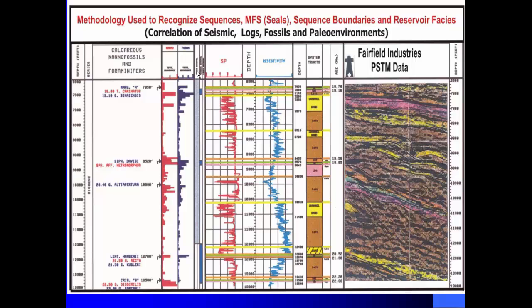The methodology that we use is, first we make a table after we identify the marker species, and then we make the abundances. These in red are the nanofossils, and blue are the forams. And we find a marker species associated with these high abundance peaks, and then we go over to the log, we look for the high gamma, low resistivity, and then we go over and look for a through-going reflector on the seismic.